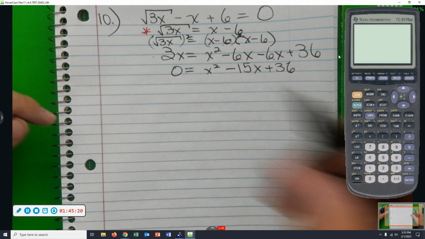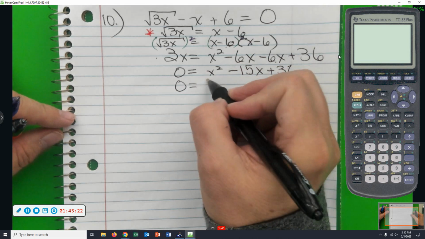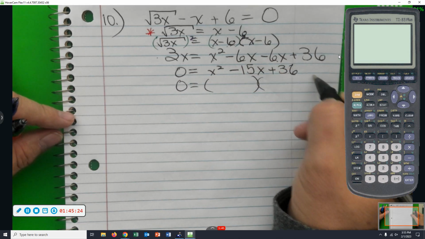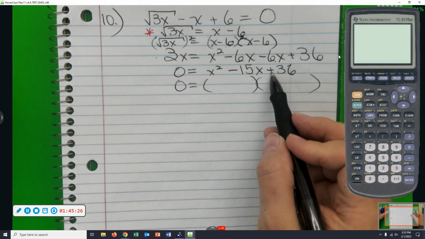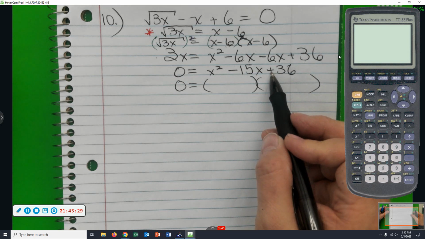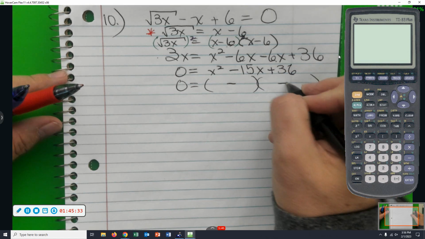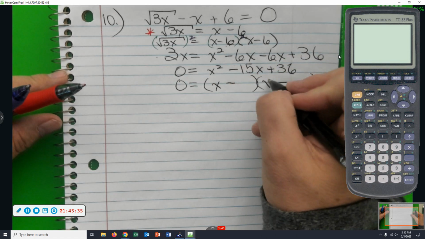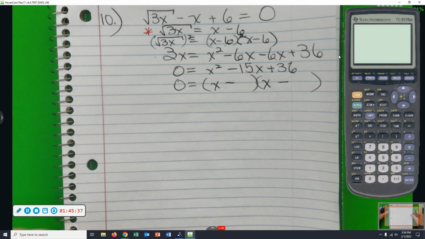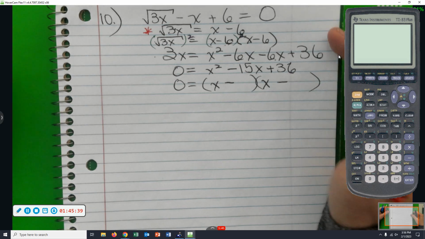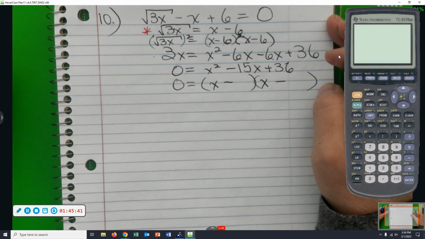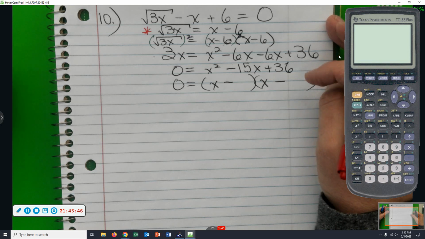And this is factorable. I already see it. Finally, we have one that's nice. That last sign's a plus, so I know something definite about the signs. What do I know? Two negatives. x squared is just 1x times 1x. Now 36: 1 times 36, 2 times 18, 3 times 12, 4 times 9, or 6 times 6.